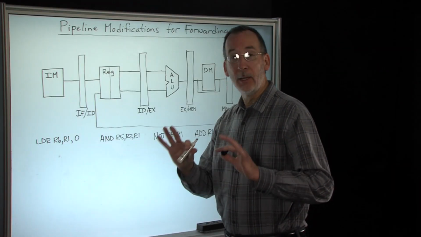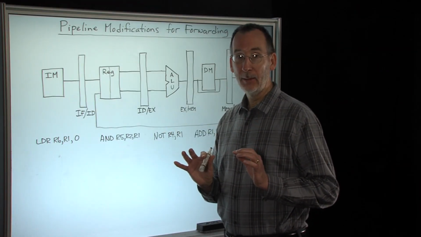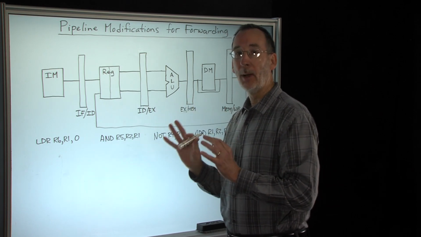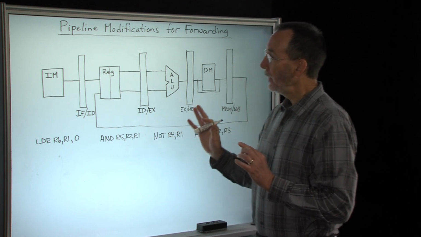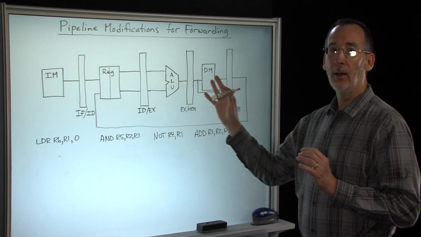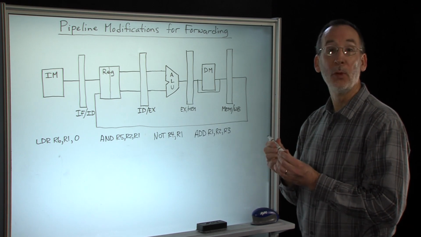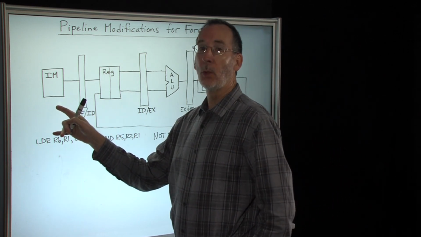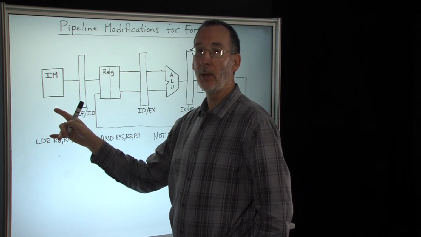Now that we've seen the overall idea behind forwarding, we're ready to make the modifications to our pipeline diagram. So here's a general diagram of our LC3 pipeline. And let's just review all the different stages. So first we have instruction fetch, where we read an instruction from the instruction memory.